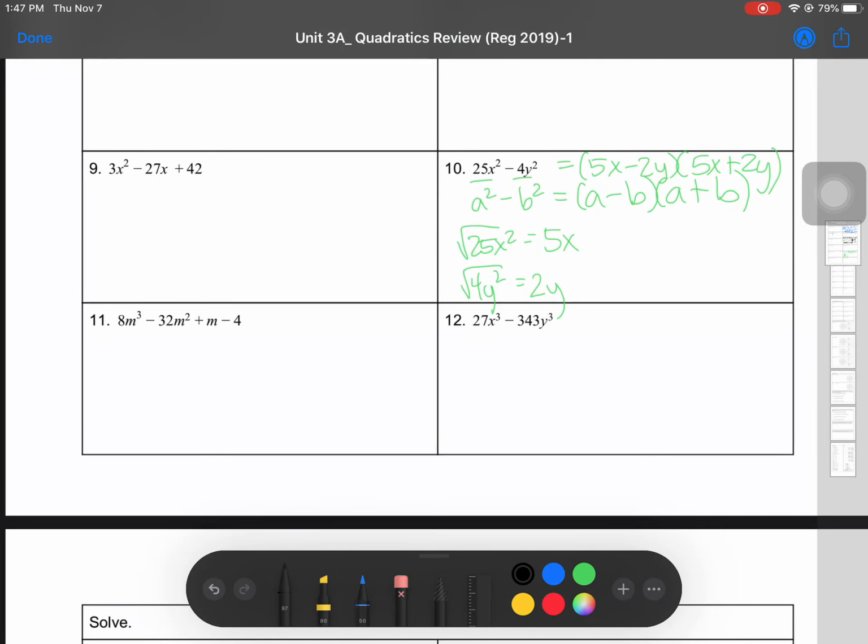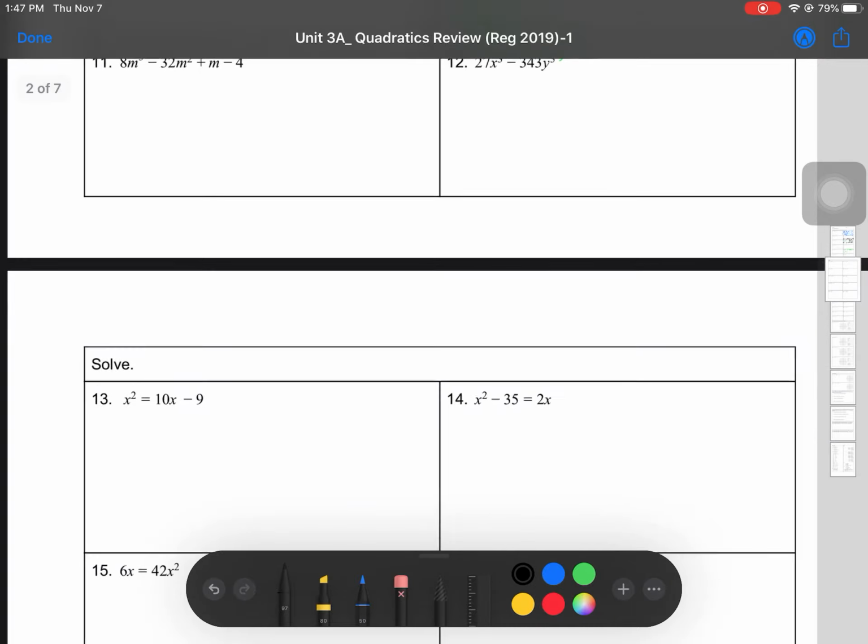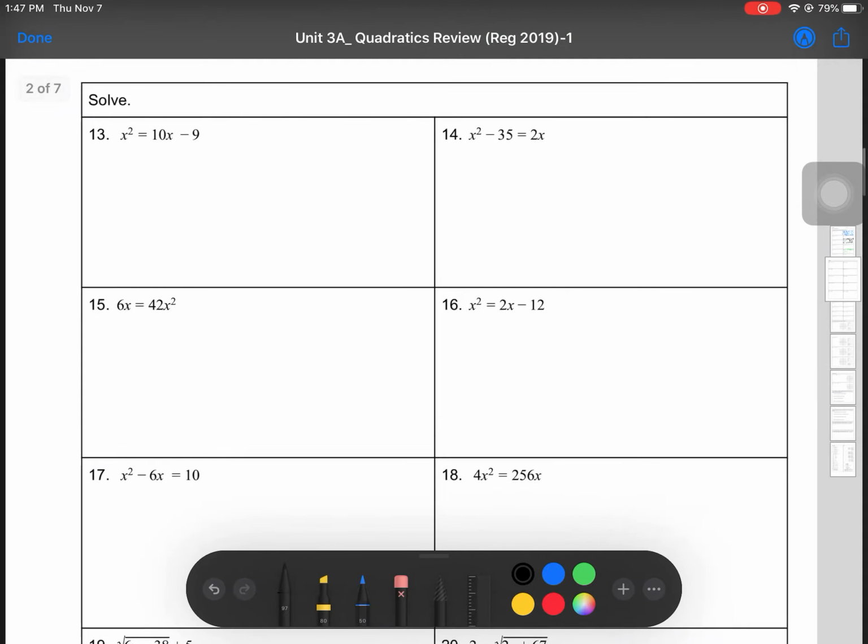So again, on 12, it's going to be that same pattern. Again, I cannot stress how important factoring is for this test, so please make sure that every problem on that front page you are confident in doing. And if you need help, come see me before the test.